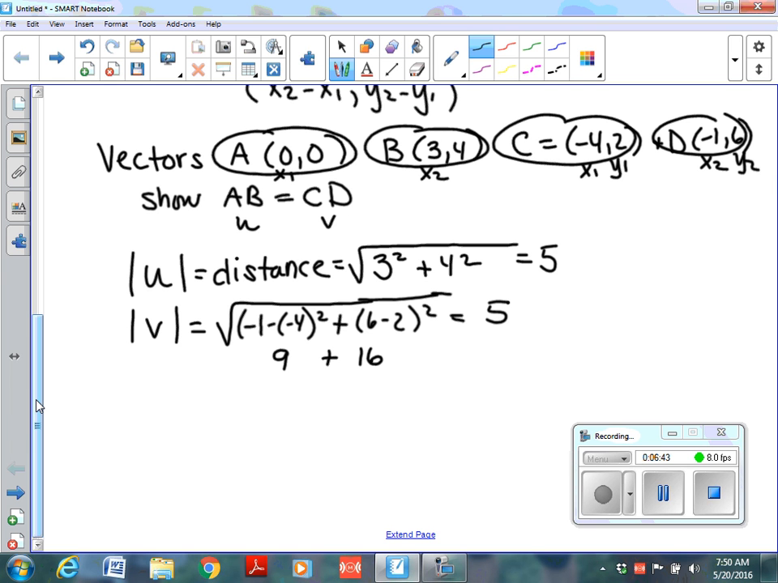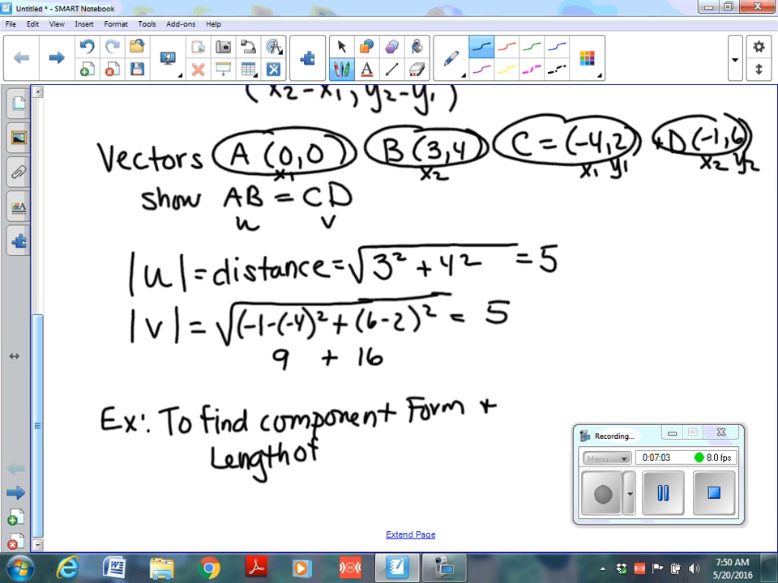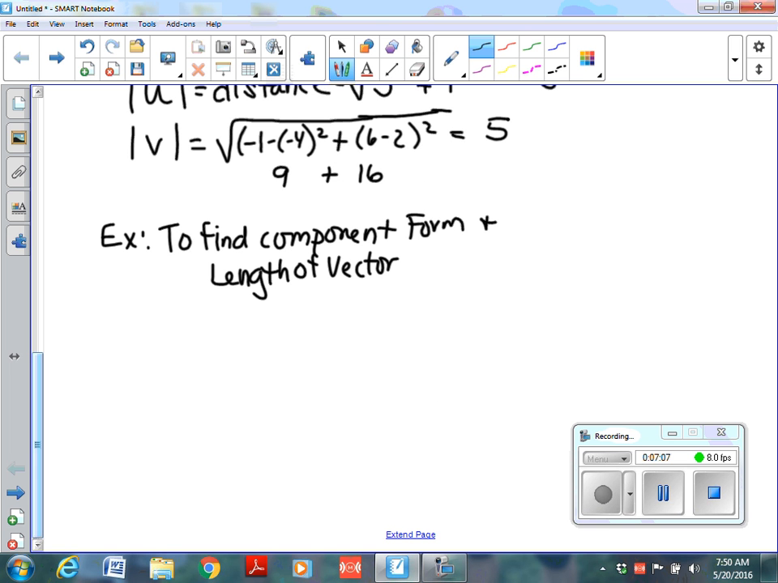Okay, so in this book, they're going to ask you, for example, to find the component form and length of a vector. They give you 2 points. P is equal to (-3, 4). This is the initial point.